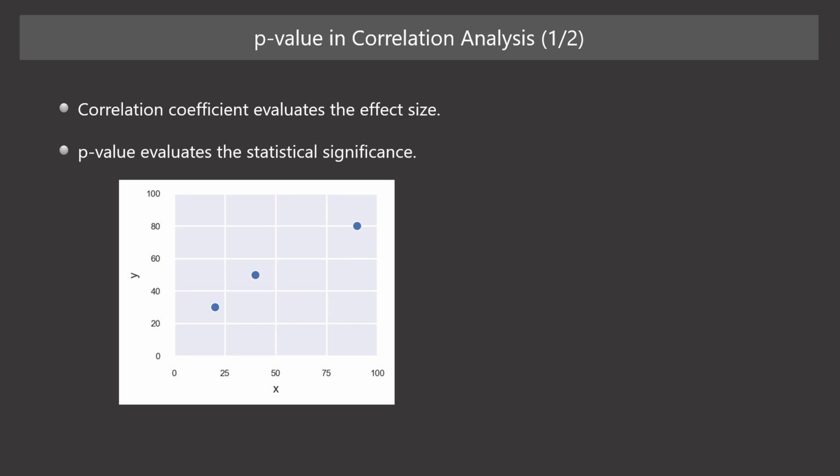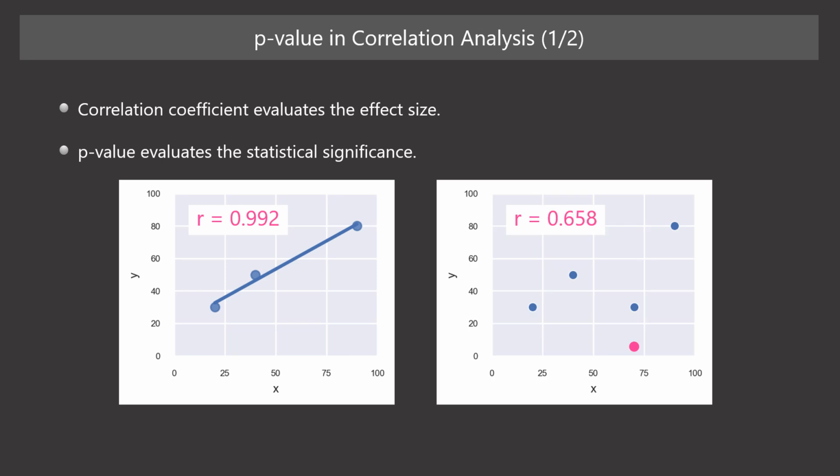Suppose our dataset has only 3 observations and 2 variables, x and y. As shown in the scatter plot, each data point is located on a straight line, so the correlation coefficient is almost 1.0. But it may be a product of chance. If we obtain these new observations, the correlation coefficient can be much lower.